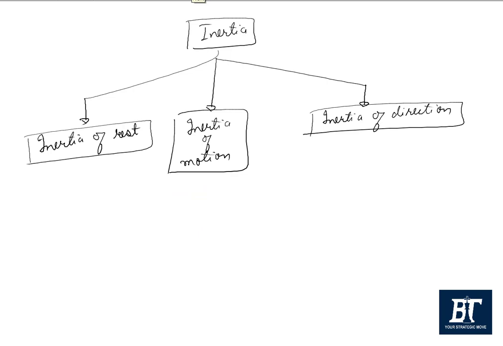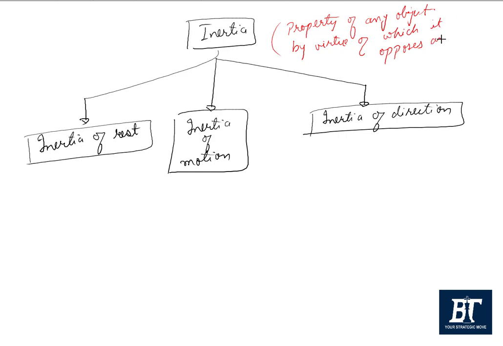Now we are going to discuss a very important concept which is known as inertia. So inertia is a property of any object by virtue of which it opposes any change. There are three types of inertia that we have to study. First one is inertia of rest, second one is inertia of motion, and third one is inertia of direction.